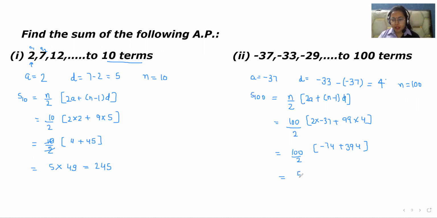100 divided by 2 is 50, times the subtraction: 396 minus 74 is 322. Then 322 times 50. So our sum of 100 terms will be 16,100. I hope you understand how to find it.